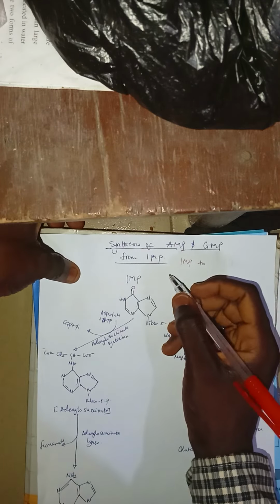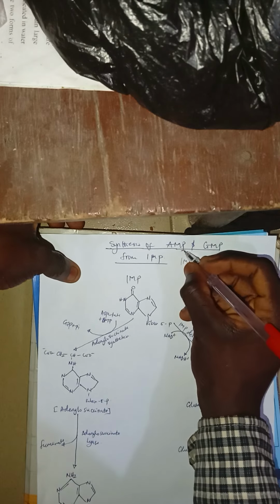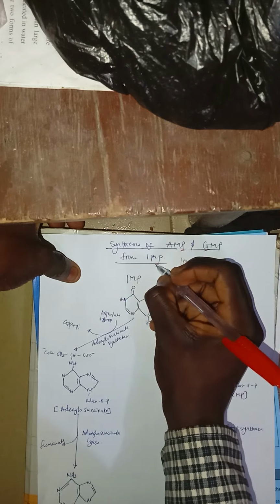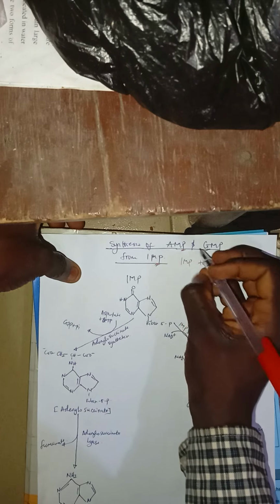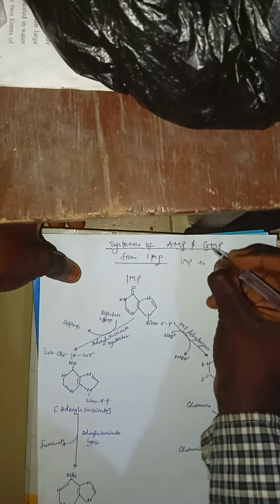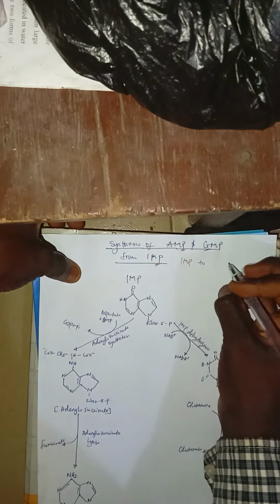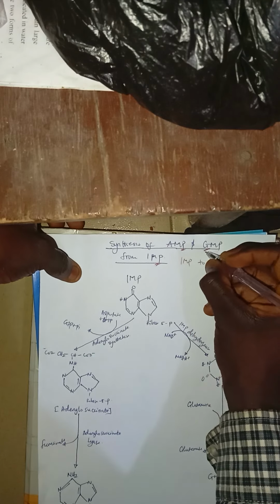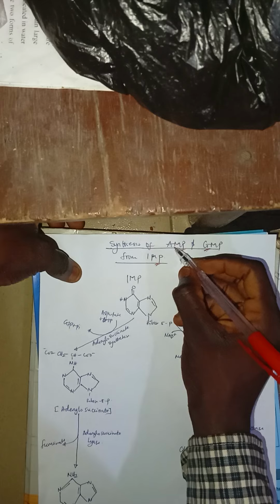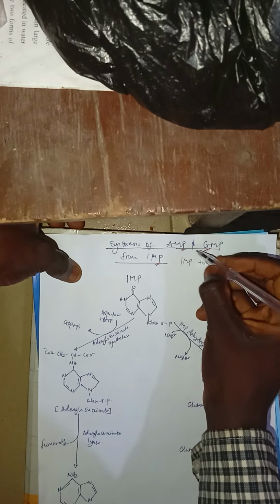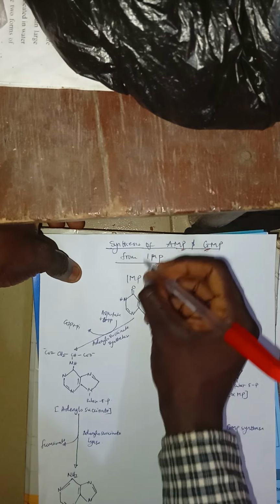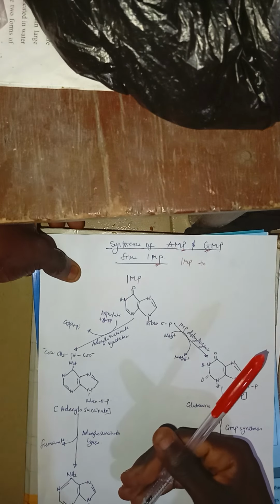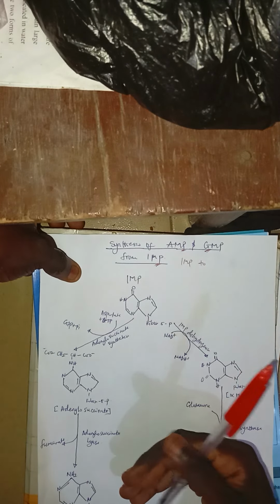Today we will look at how you can get your AMP and GMP from IMP. So basically we want to see how well we can get AMP and GMP from IMP. What is AMP? AMP is adenosine monophosphate. GMP is guanosine monophosphate. How do you usually synthesize them? You can synthesize them from your IMP. So basically, this one is a short form of the de novo synthesis of purine nucleotide.